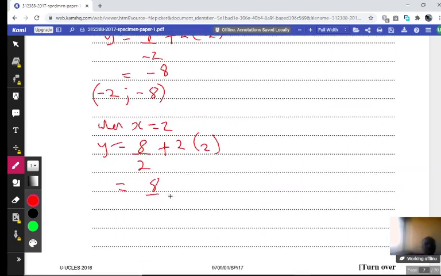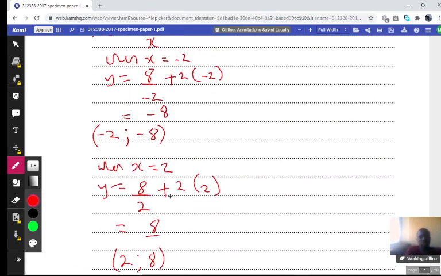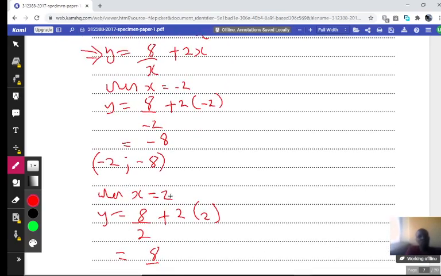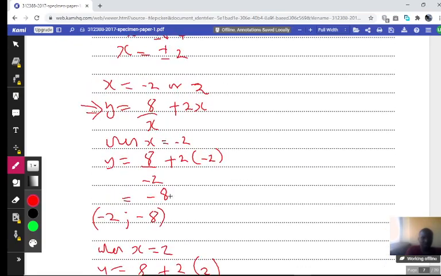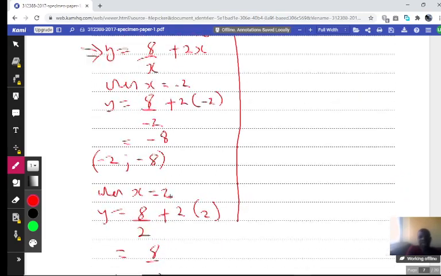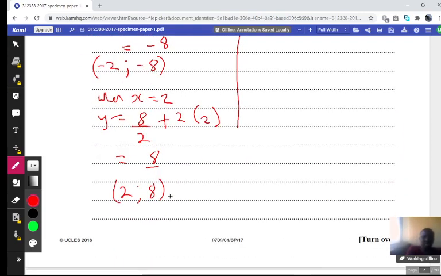So the other point of intersection, we start with the x value. So it will be 2, then 8, like this. So this one is the other x coordinate of the turning points, of the stationary points, turning points. So we have 2 turning points in this case, right? Then the nature of these turning points, let me put my line here so that I can determine the nature of these turning points.